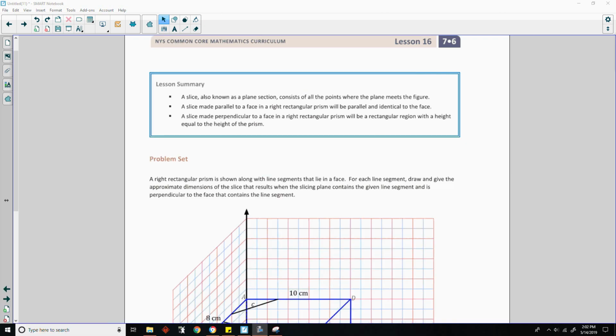Okay, this is page 6, and it is the end of lesson 16. So review a lesson summary and go do your problem set.